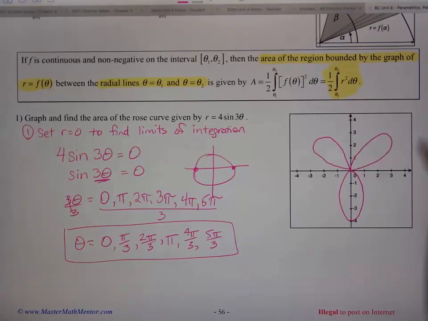Now, I didn't draw it the way the calculator draws it in the same order. But if you think about it, if you're going to trace that thing with your pencil, how many times are you going to hit the center?